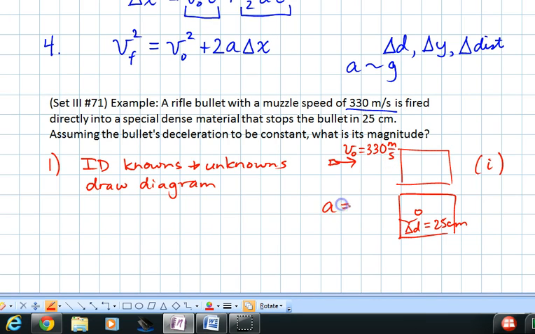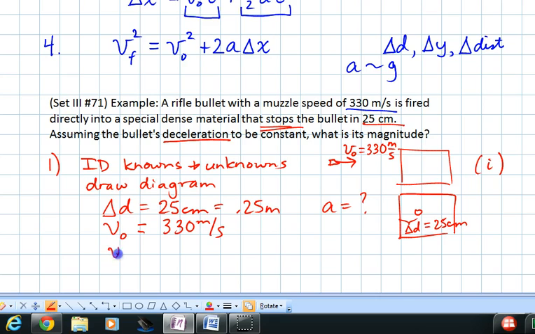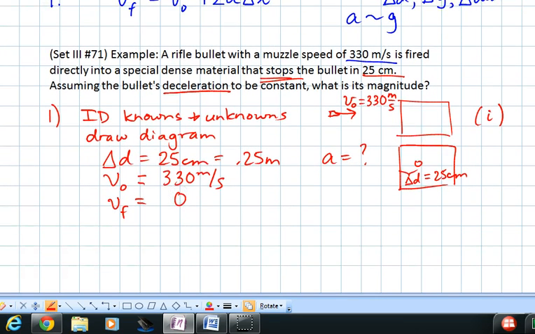We want to find the acceleration, which is deceleration. Okay, so here's everything that we know. Distance is 25 centimeters, or 0.25 meters. We know v initial is 330 meters per second. Now if it's coming to a stop, what does that tell us about v final? Well, it's just 0. And what we want to find is the acceleration.